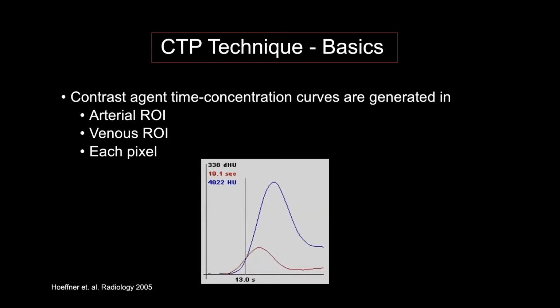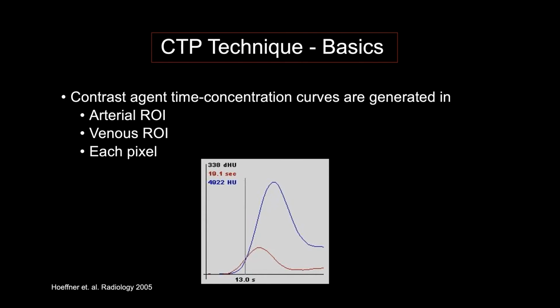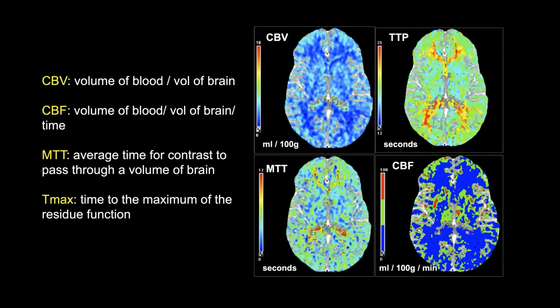The contrast agent TDC, or the time density or time concentration curve, is being generated in the arterial, in the venous, and of course at every pixel level. So you can see we are injecting contrast through the brain, and as the contrast is going in, we are creating these time density curves. The reason I'm talking about this is this example over here, where we are actually seeing the parametric maps, is nothing but what was calculated based on the time density curve.